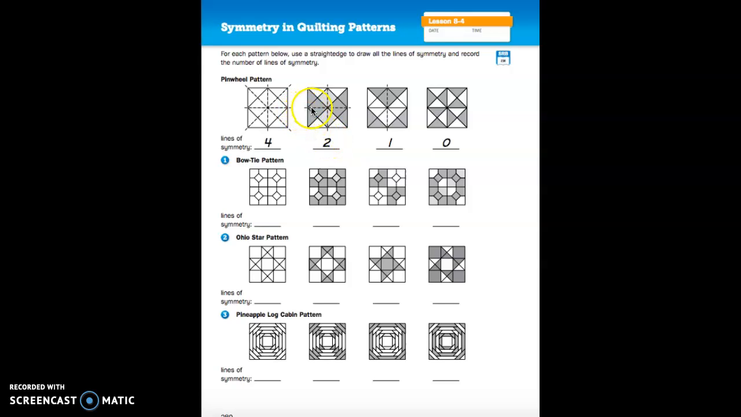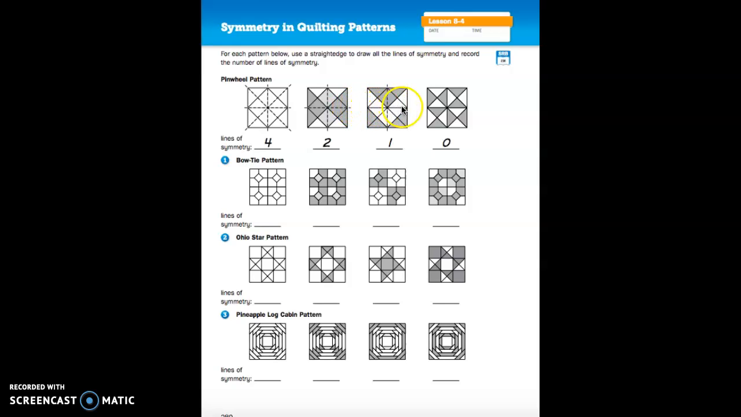Notice how this line is a line of symmetry because this side of the square and this pattern in the side of the square, if folded, would match up exactly. Let's look at the pattern in this square. If you folded the square along this line, this side of the square, the pattern, would fit exactly into this pattern on this side of the square.